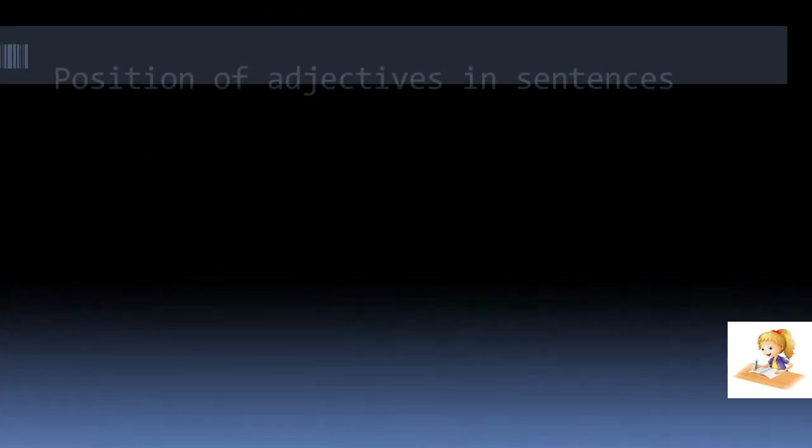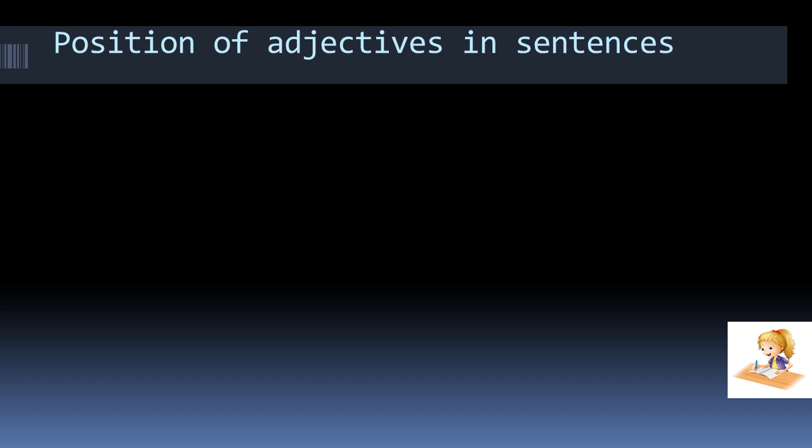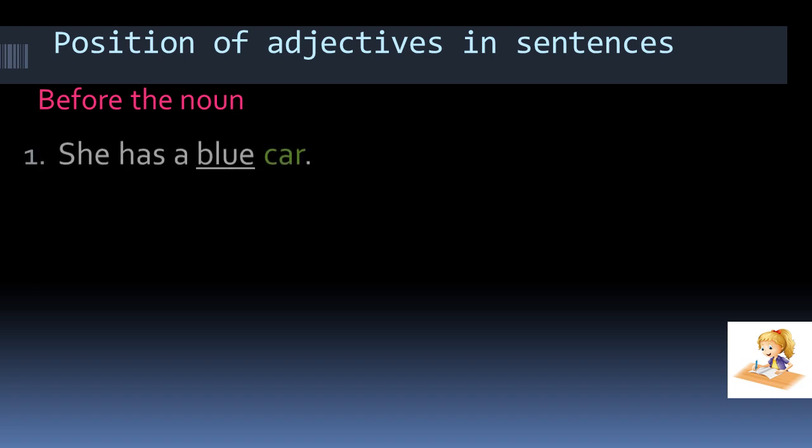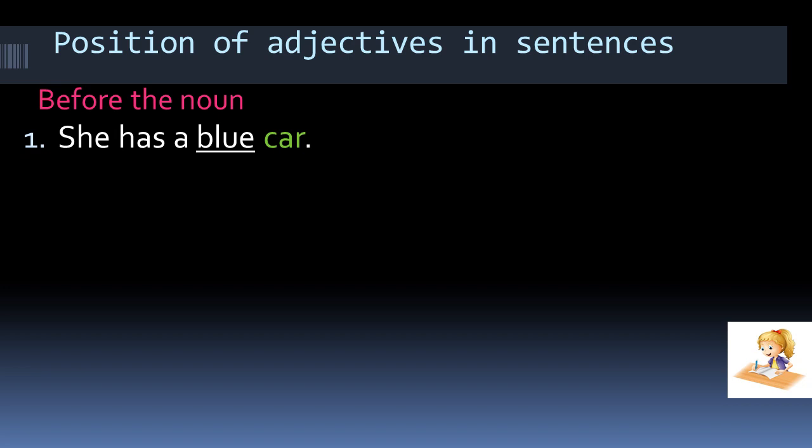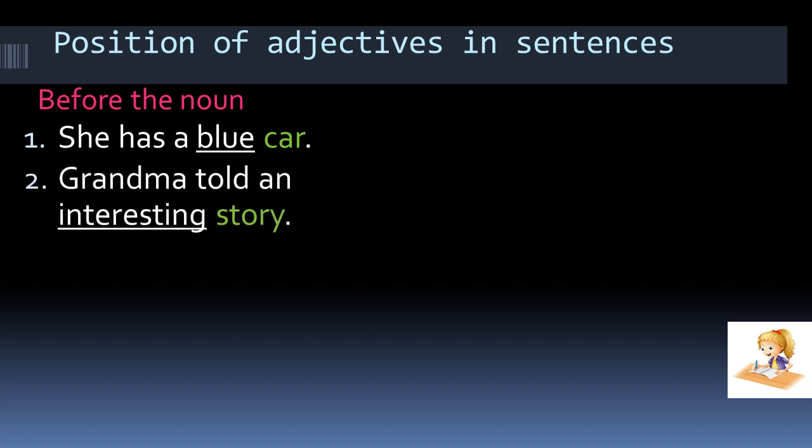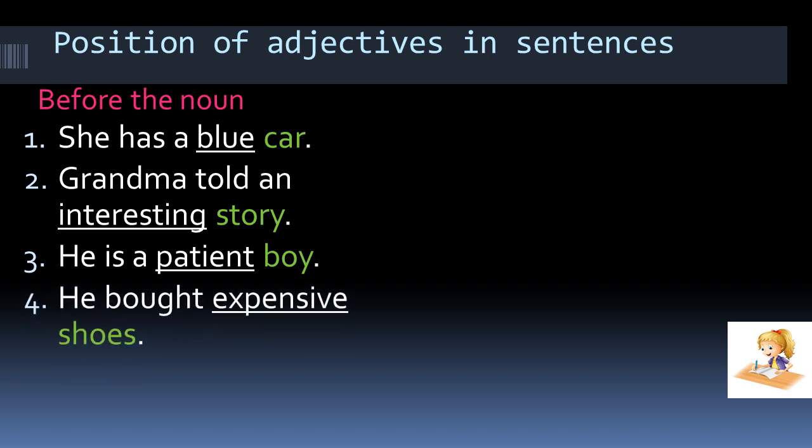Here on this slide, we shall look at the position of adjectives in sentences. Looking at the sentences in previous slides, we can conclude that adjectives can either come before or after the nouns that they qualify. Adjectives before the noun. She has a blue car. Blue is the adjective and car the noun. Grandma told an interesting story. He is a patient boy. He bought expensive shoes.